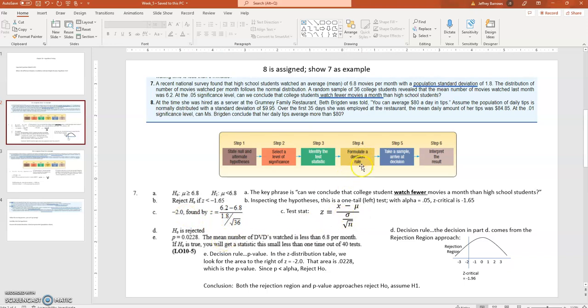Step 4, formulate a decision rule. So again, if you use this rejection region idea, there's a rejection region approach and then the p-value approach, and we'll talk about both of these.